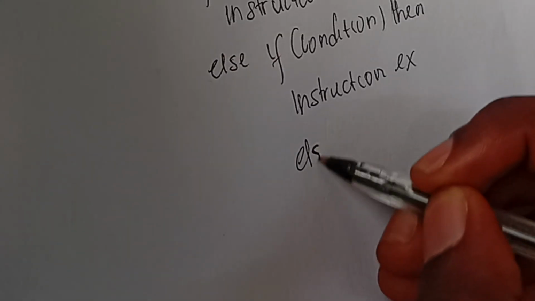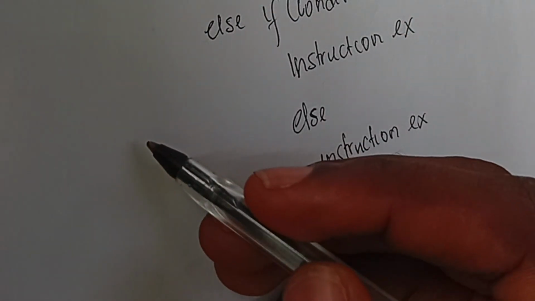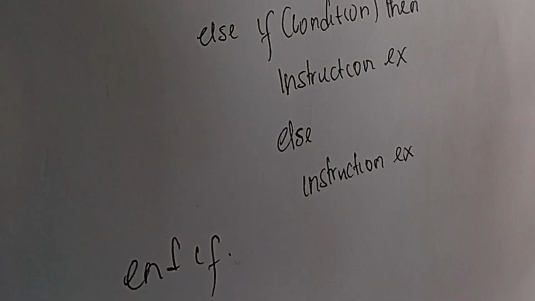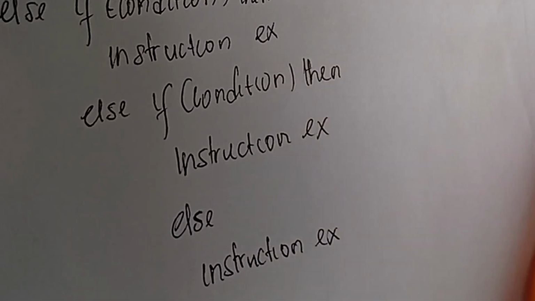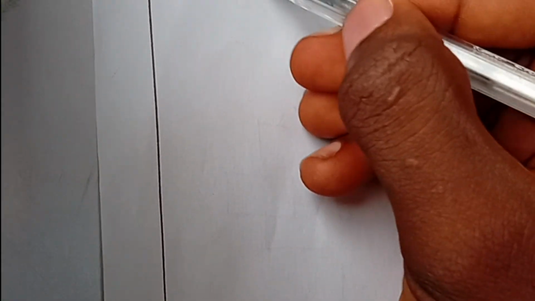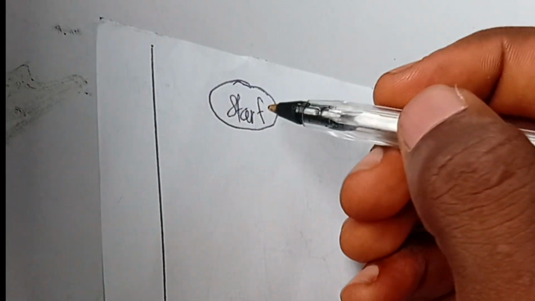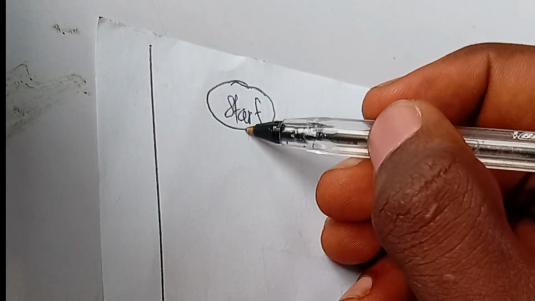So else instruction execution, and right here we want to end our if. So that's how the multi structure looks like, and it's okay. I feel like it wouldn't enter here. Yeah, it wouldn't enter there, so let's just turn it over, and it looks something like this. The terminal start, and the condition keeps going.